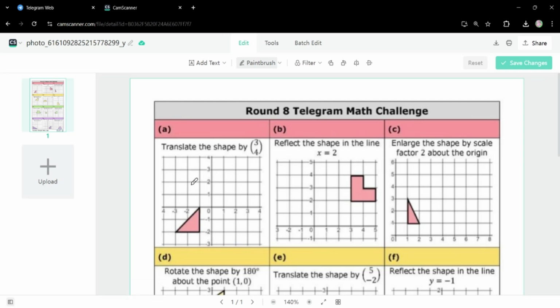Okay, so hi, we're doing round 8 telegram math challenge and translate the shape by the vector 3, 4. We're doing this first question first. So let's start.